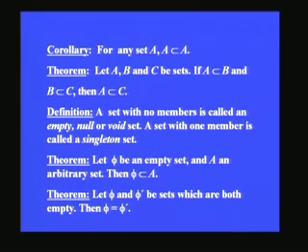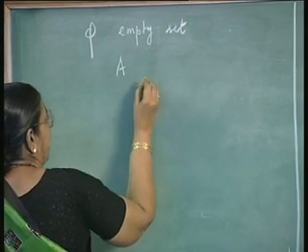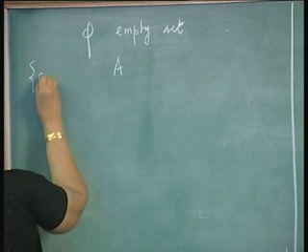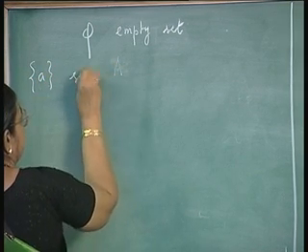Okay. This denotes the empty set, and A is an arbitrary set. A singleton set, having a single element, will be denoted like this. This is a singleton set.